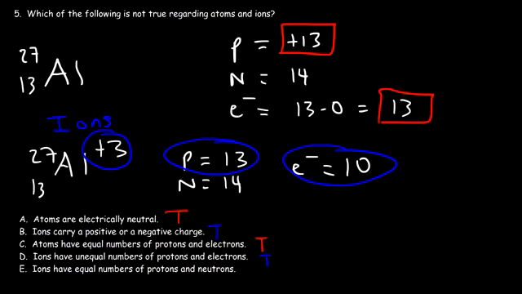A positively charged ion is known as a cation. So this is a cation. A negatively charged ion, like the fluoride ion, is an anion. Now the last statement has to be false by default. Ions have equal numbers of protons and neutrons. That's not always true. Some ions may have that, but the majority of ions have different numbers of protons and neutrons. So E is the answer. It's the false statement that we're looking for.